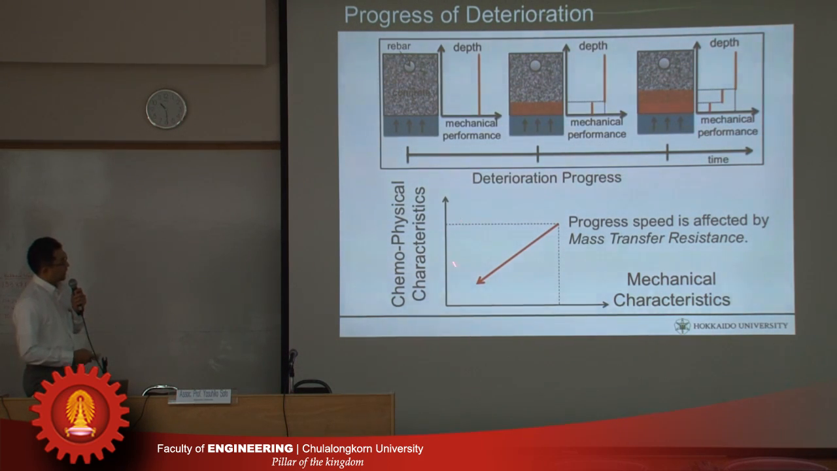Because of the deterioration, the meaning of deterioration is, of course, chemical and physical characteristics change in the cement composite. And at the same time, as a result, mechanical characteristics of the cement composite is changed. So I don't know the actual relations, but something like that. This origin, and it's going to somewhere. Maybe this speed between these relationships can be represented by the mass transfer resistance.